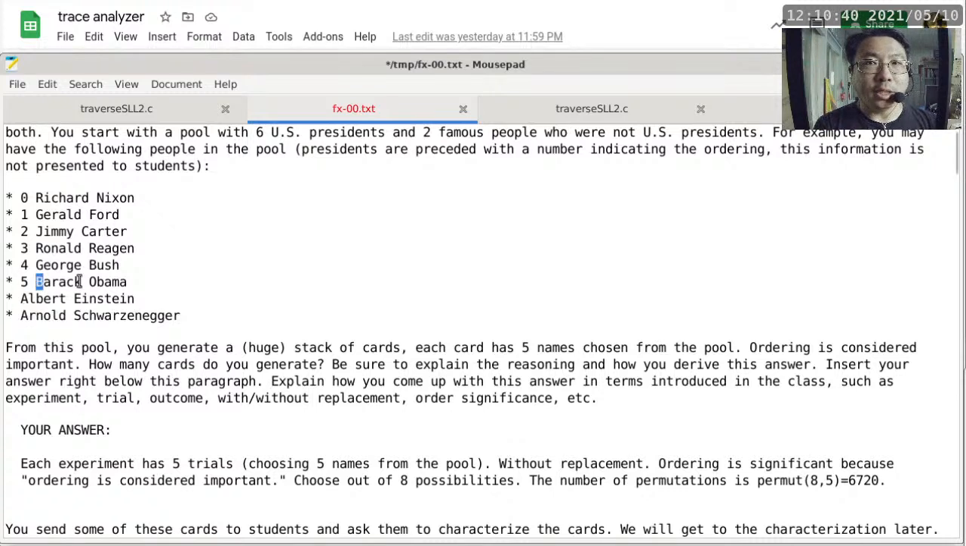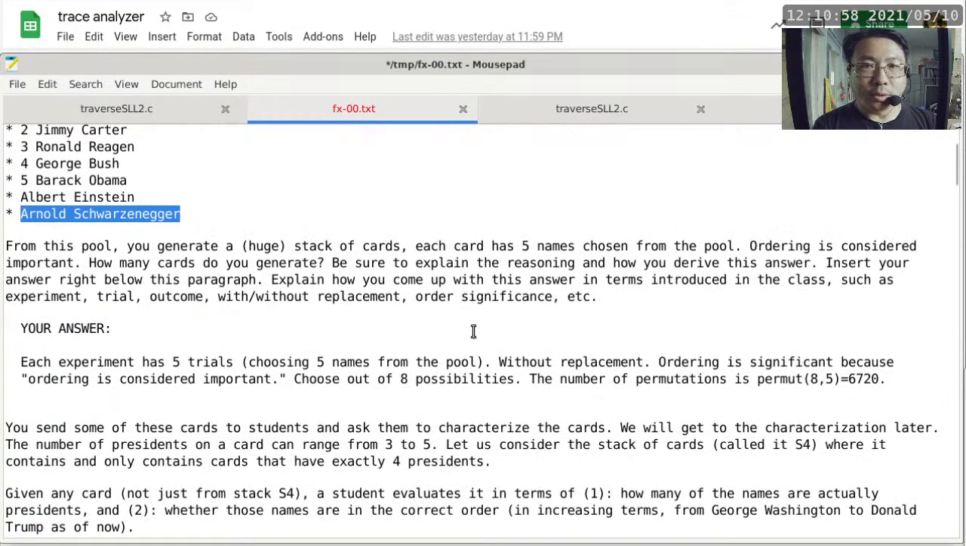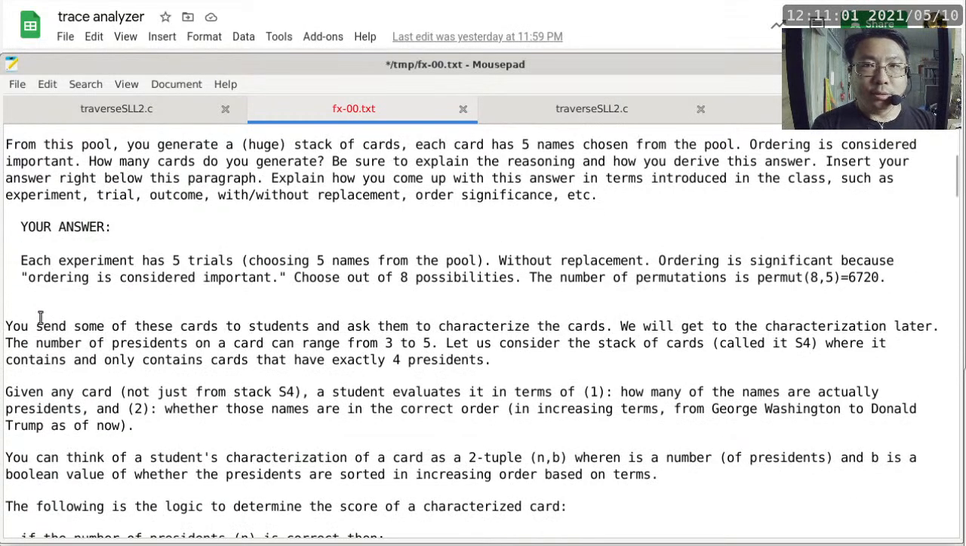So another person can get Barack Obama, Ronald Reagan, George Bush, Richard Nixon, and Arnold Schwarzenegger in that specific order. So the ordering can be all kind of jumbled up because we basically randomly pick 5 names and ordering is important. All right. So you got a whole bunch of cards, 6,720 of these cards. You send some of these cards to students and ask them to characterize the cards. We'll get to the characterization later.